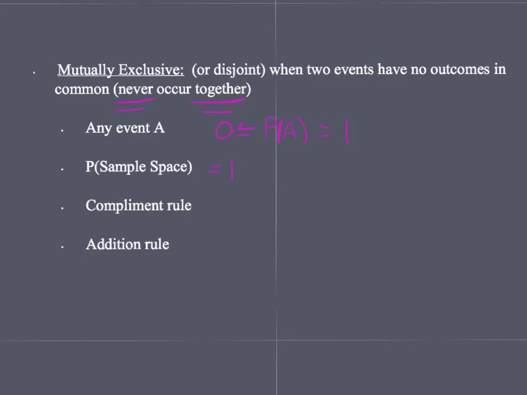The complement rule is the probability of the complement of A is equal to 1 minus the probability of A. And the addition rule, and this only works when two events are mutually exclusive, meaning they can never occur at the same time, is the probability of A or B is equal to the probability of A plus the probability of B.